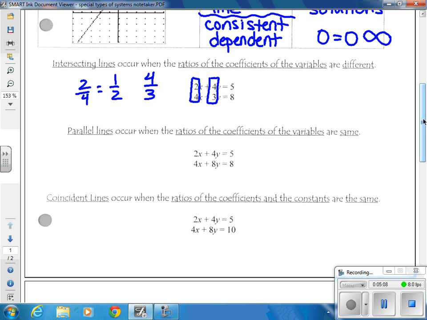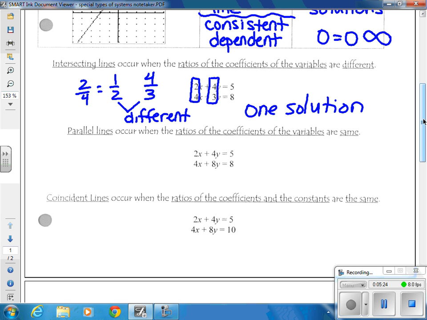So when those ratios are different, then you know you're going to have intersecting lines. And when you have intersecting lines, you're going to always have one solution. So this one will give you one solution, which means you will have an ordered pair off of this.